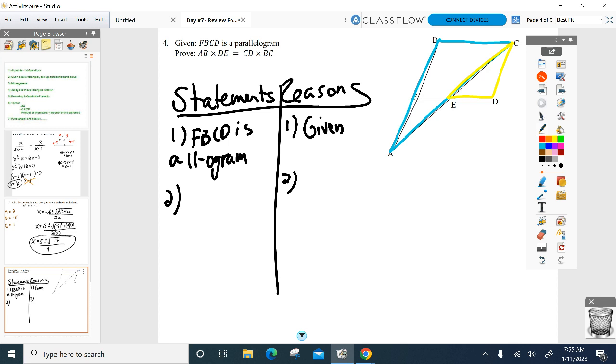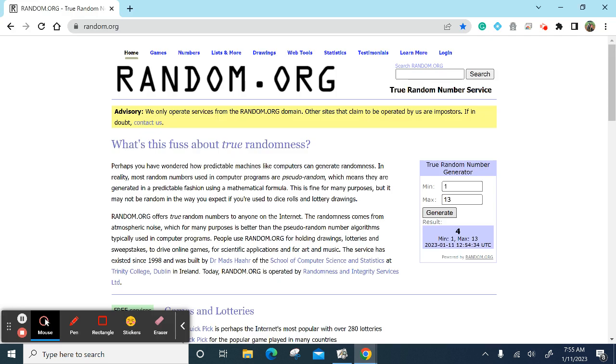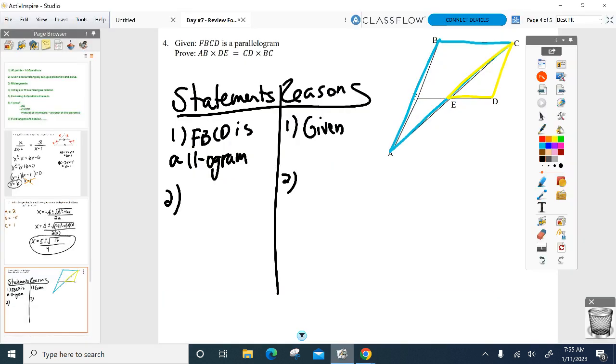All right, can you guys find a pair of congruent angles? Remember, it's a parallelogram. What do you got for me? Give me a pair. B and D. Good.